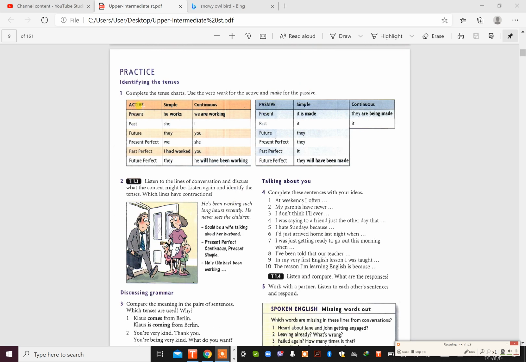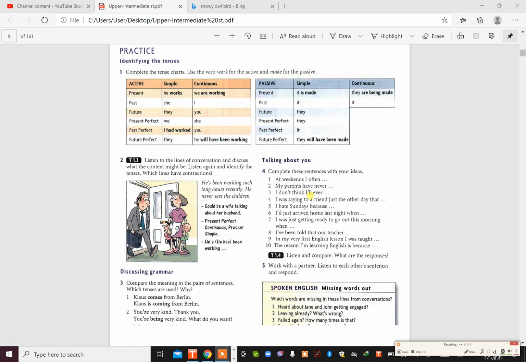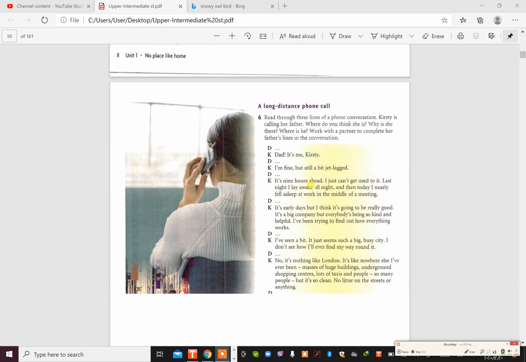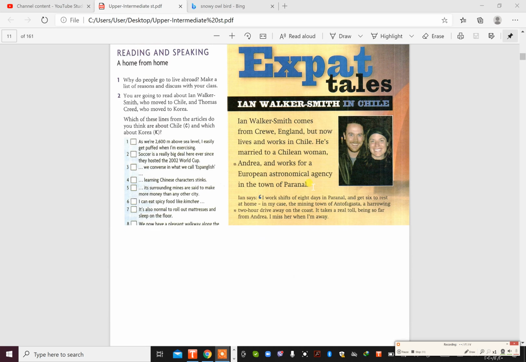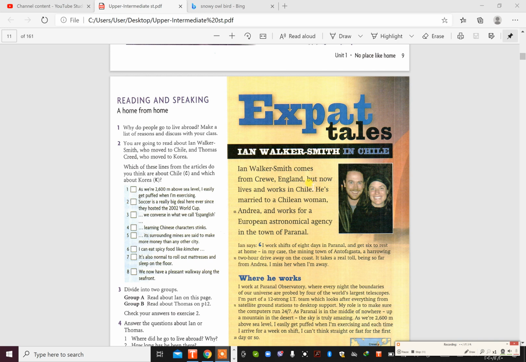And also let's come back here to talk about the different tenses. And here to use the passive. For the passive I'm going to do a lecture separately about it, so don't rush, we will talk about it later. And then if we are moving to reading and speaking, the reading here is about expats.